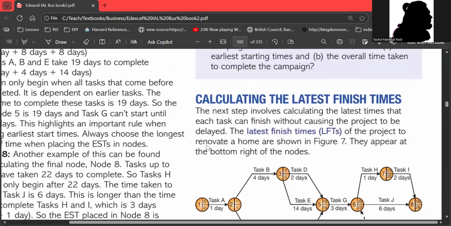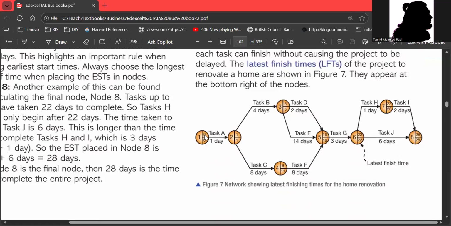Earliest start time. Say the first one is 0, because when we are standing in the present, it's 0. Then we add the day 1, the time taken for task A. So 0 plus 1 is 1. Then we add this 1 with the second activity, task B, with this 4. Then 1 plus 4 is 5. This way we continuously add up, and 28 is the total time taken to finish this project.